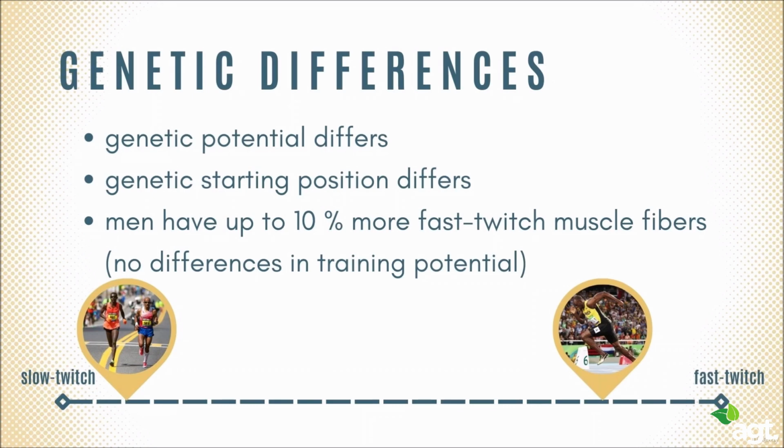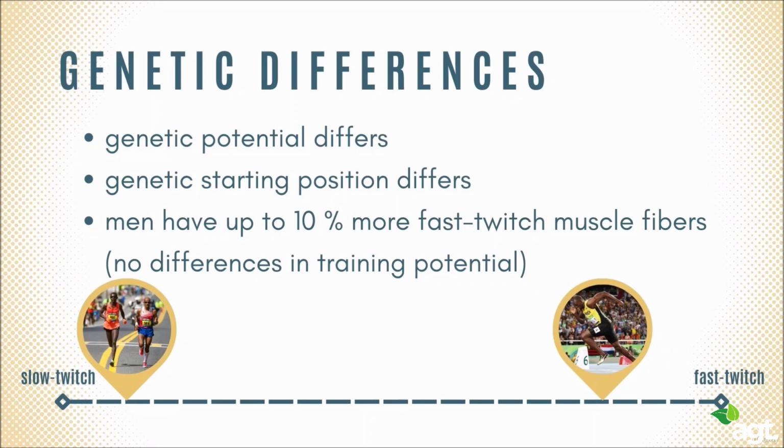The amount of slow twitch or fast twitch muscle fibers that we have is highly dependent on genetic differences. So everybody has a different potential. Some can develop more fast twitch muscle fibers or slow twitch muscle fibers. Others can develop less fast twitch or slow twitch muscle fibers. Also, the starting position differs. For an average human, it's about 50-50, 50 fast twitch, 50 slow twitch. So they're right in the middle of the spectrum here.